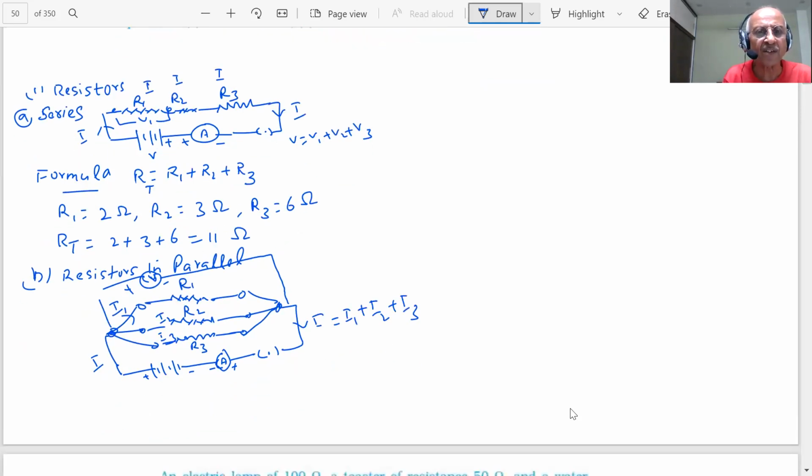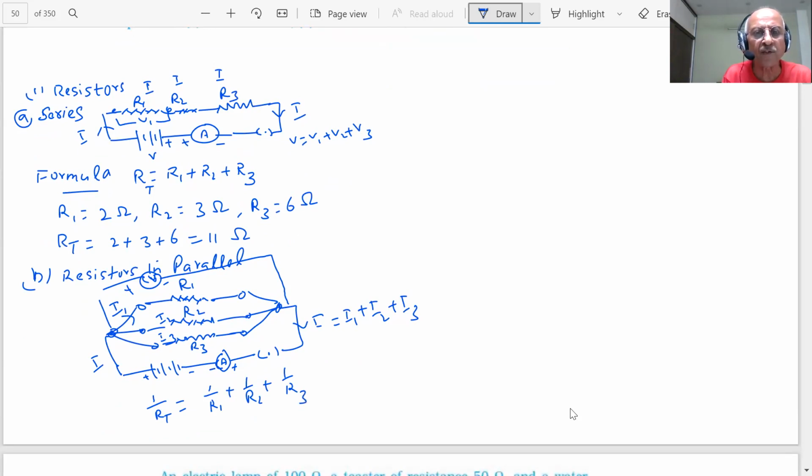So what is the formula which we derived when the resistors are in parallel? Tell me, what is the formula when the resistors are connected in parallel, students? So 1 by total resistance is equal to 1 by R1 plus 1 by R2 plus 1 by R3. Okay, reciprocal of the sum of the reciprocals of the individual resistances.